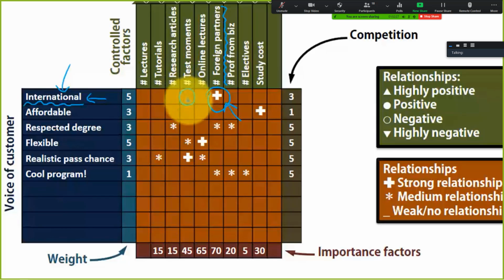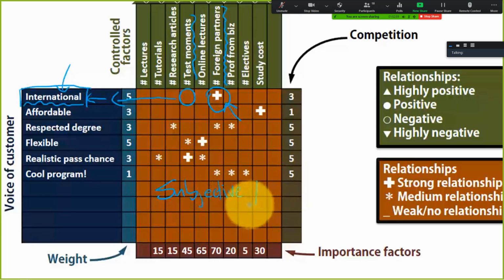Why is there no symbol here? Because there is no relationship, or a very weak relationship, between the number of test moments and the voice of customer that says, I want the program to be nice and international. That's why this part is empty. Okay, so I assume the logic of these symbols and what you fill in when is now clear. I'm not going to waste your time by going through all of them. Please take into consideration that a level of subjectiveness is always there, okay?